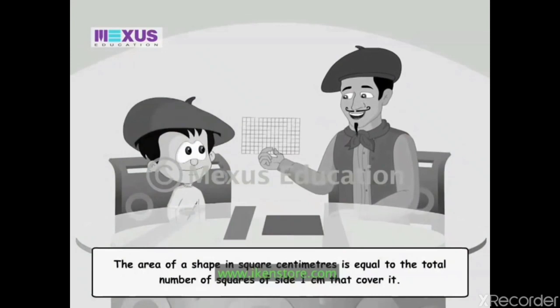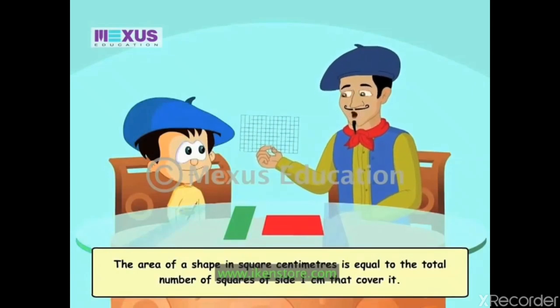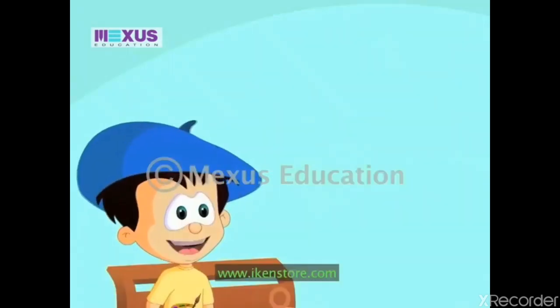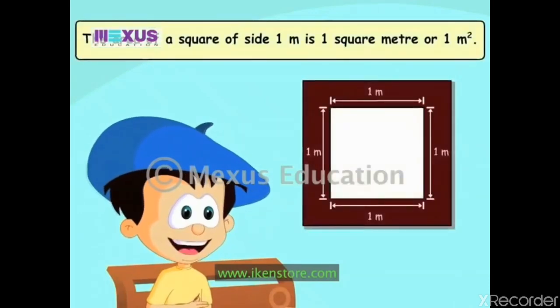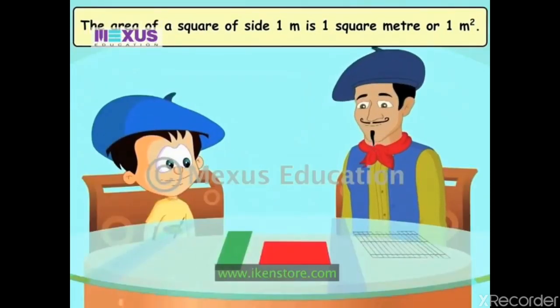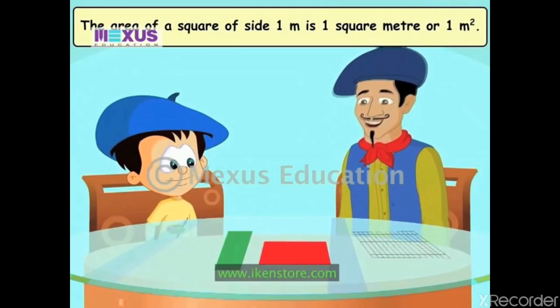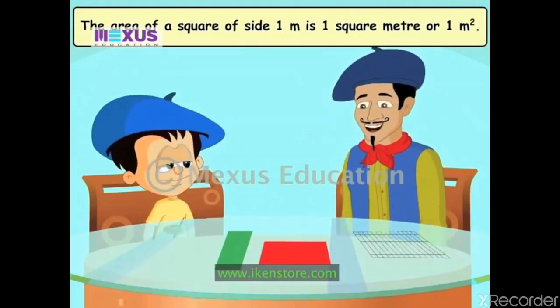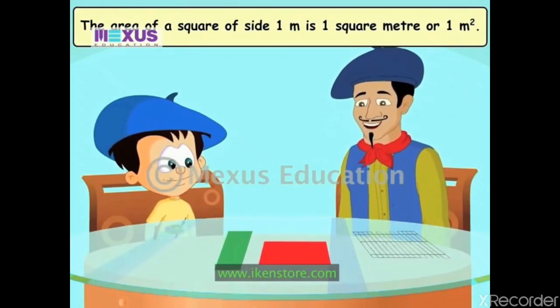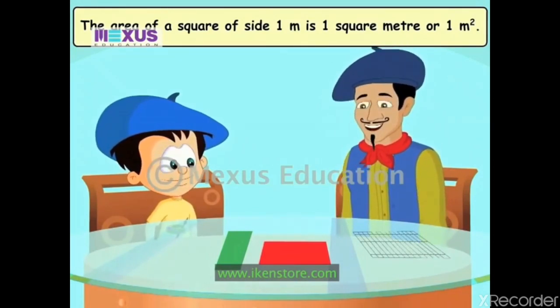But sometimes, while calculating a larger area, square centimeter might be too small. In these cases, we can use bigger units of area. Can you think of any? Well, a meter is bigger than a centimeter, so we can probably use square meter as a standard unit. Am I right? Yes, exactly. The area of a square of side 1 meter is 1 square meter. Square meter is a bigger unit used to express the area of larger surfaces.